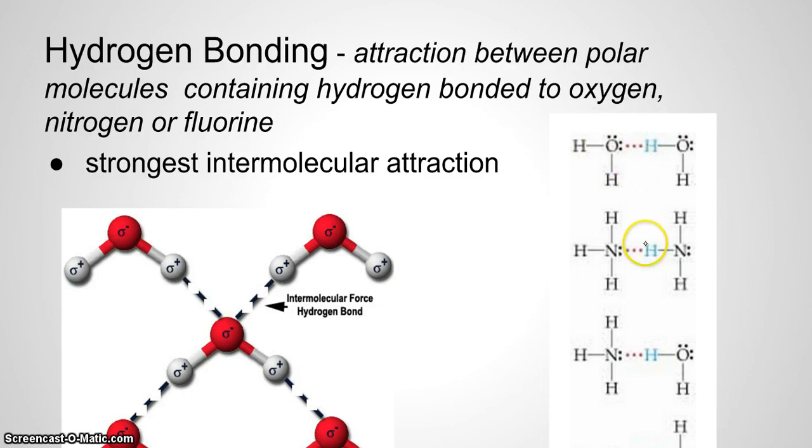The same thing happens when hydrogen is bonded to nitrogen. We get that hydrogen bond here. Or when hydrogen is bonded to fluorine. Those are the three that can have hydrogen bonding between them. So again here our water molecules, hydrogen's here with partial positive, oxygen here with partial negative, and that would be our hydrogen bonding right there.